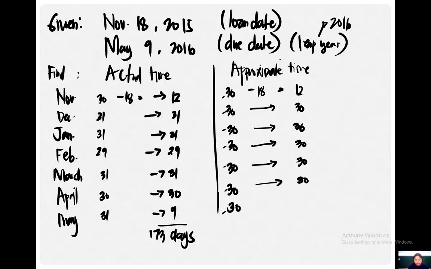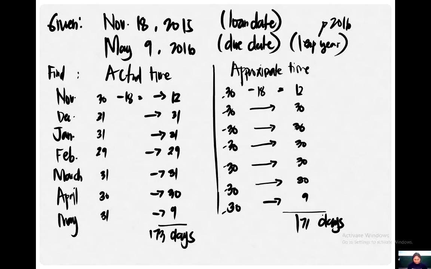So the due date is 9. So let's just write 9. Then add them together. So we have 12 plus 30 plus 30 plus 30 plus 30 plus 9. So we have 171 days. Okay po. For the approximate time, we have 171 days for the duration of the loan.